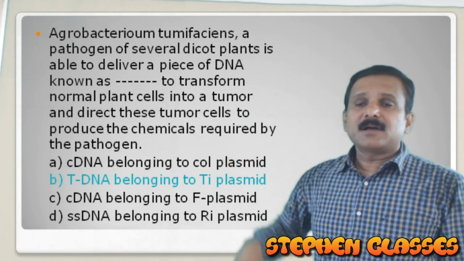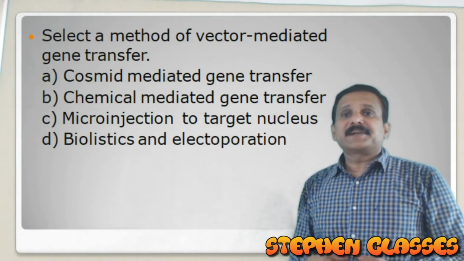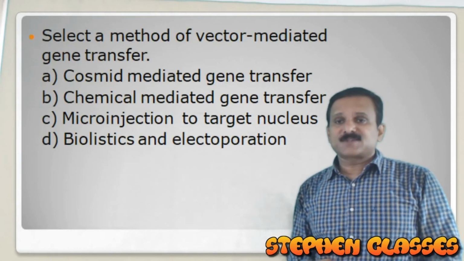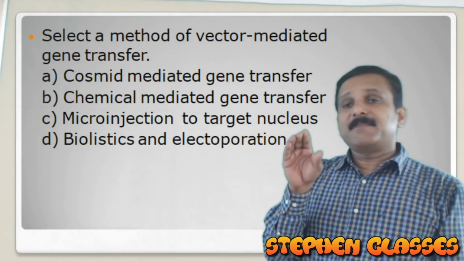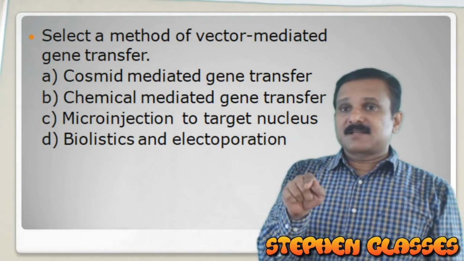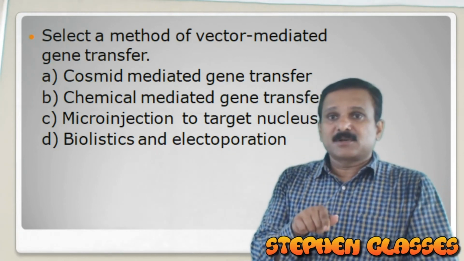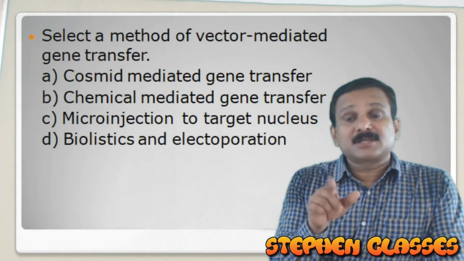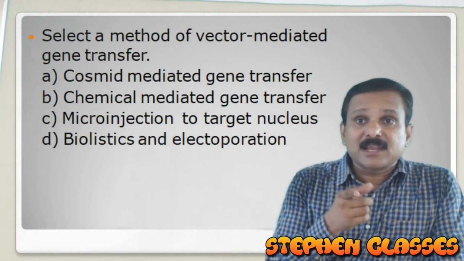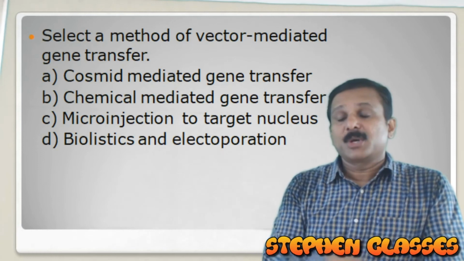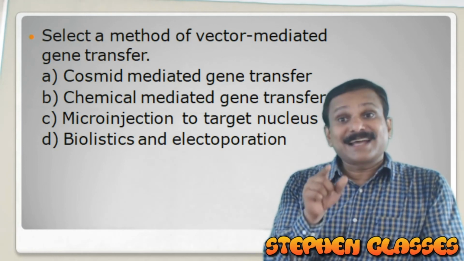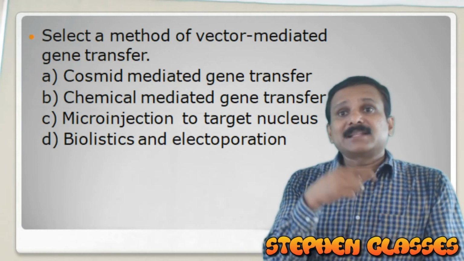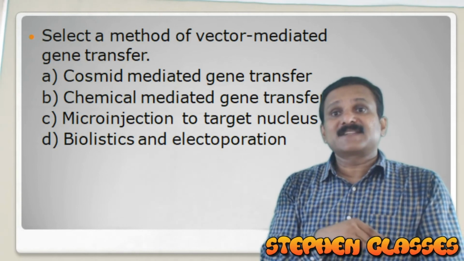Now coming to our next question. Select the method of vector mediated gene transfer. So you know gene can be transferred using vectors, that is vector mediated gene transfer, and there are other techniques in which without vector also we are introducing the gene of interest into a cell. So that is called vectorless gene transfer. What are the different types of vectorless gene transfer methods?